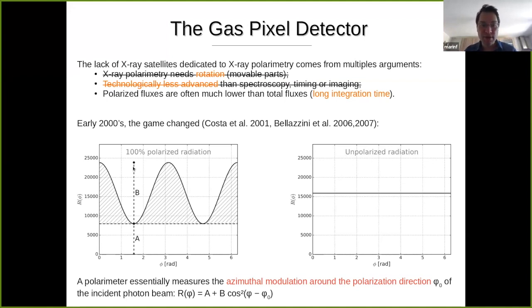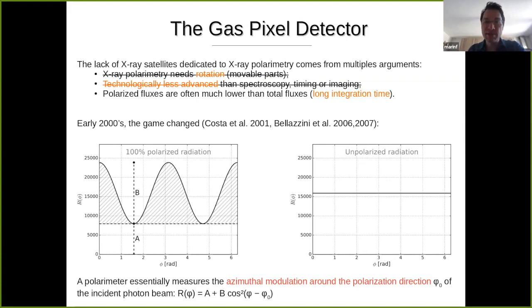It means also that you have a very nice way to remove all background, unpolarized background, instrumental background from your detector by doing this modulation. And you are left with an instrument with zero instrumental background. Everything you record is polarized, or it's totally unpolarized, and then you have zero polarization. So we have a very efficient technology now that is able to do polarization measurement.